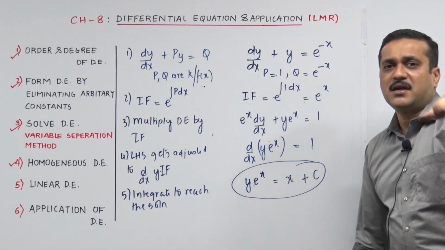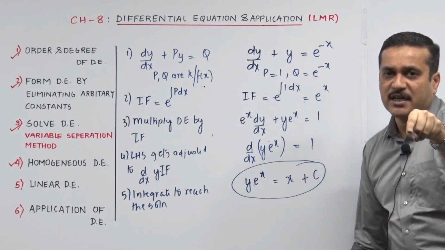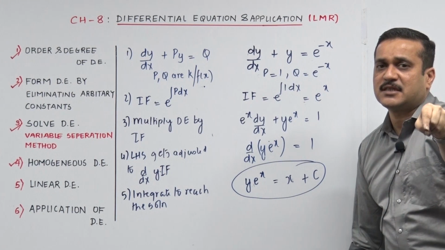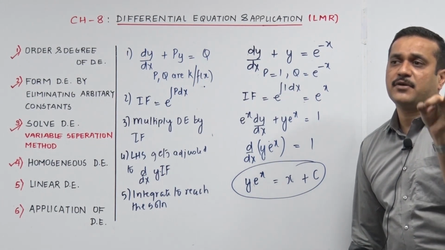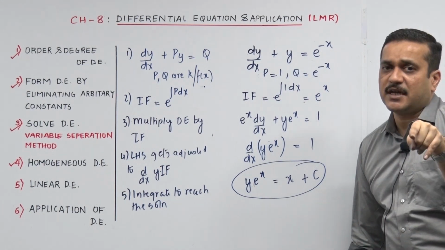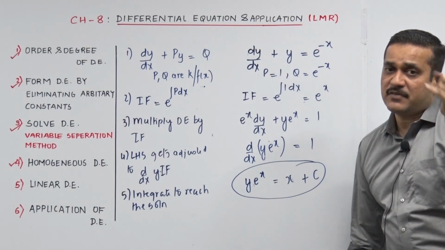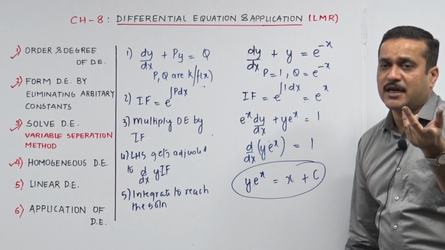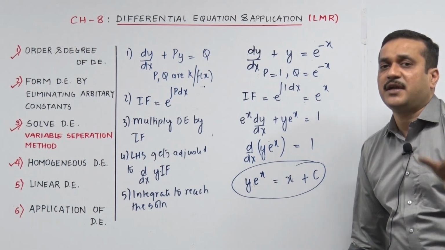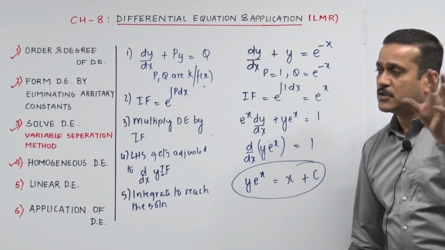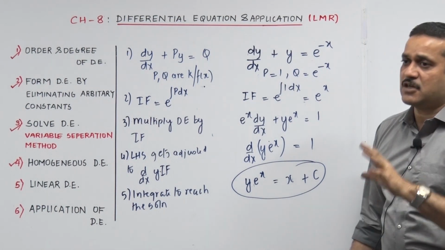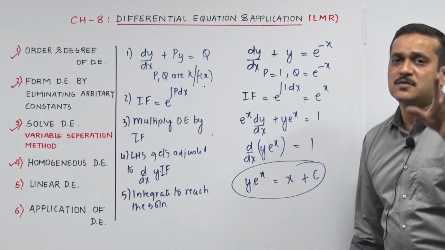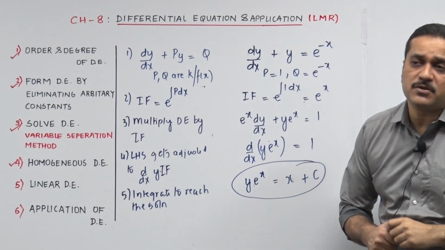Wow. Multiply the differential equation with your integrating factor. The left hand side will get adjusted to the derivative of y into integrating factor. Now just integrate to get to your answer. Because your left hand side has adjusted to the derivative of y into integrating factor, when you integrate that side, you are just left with the function y into integrating factor. The integration on the other side, you have to take some effort. In this case, it was minimum. The integration of 1, x plus the constant, takes you comfortably to the solution.